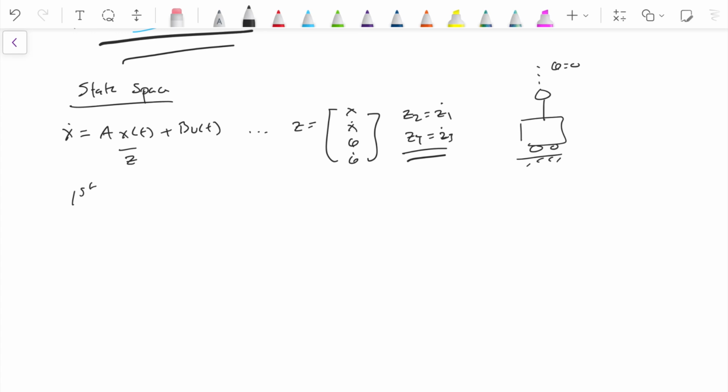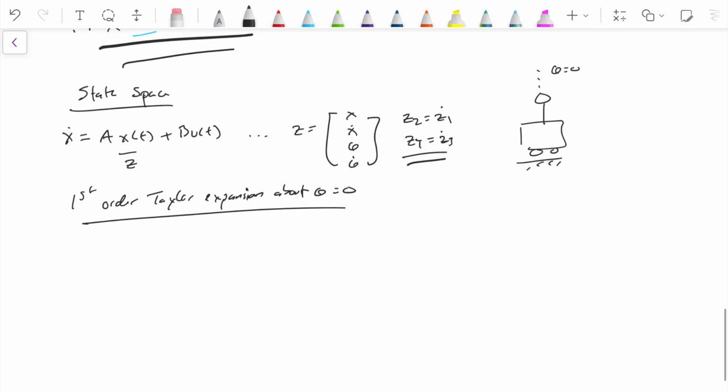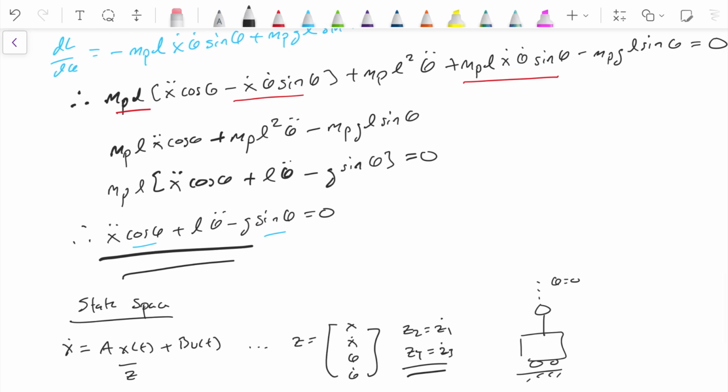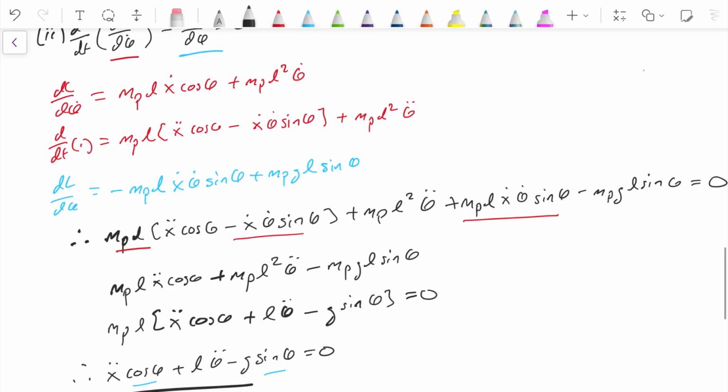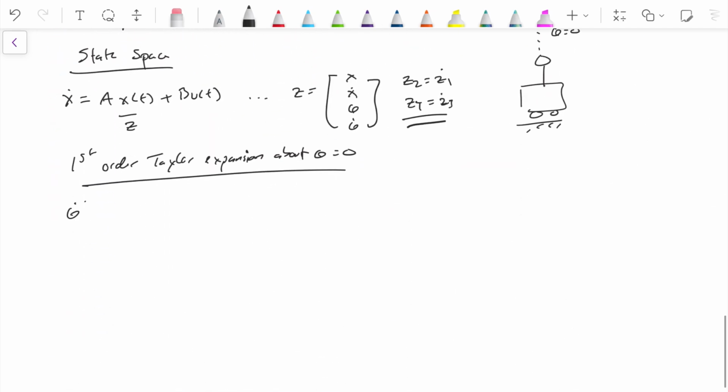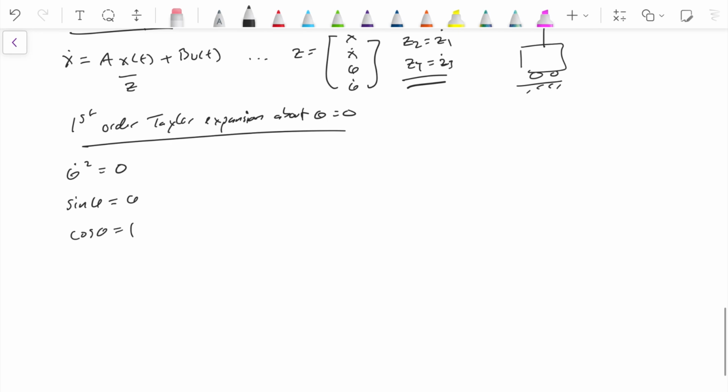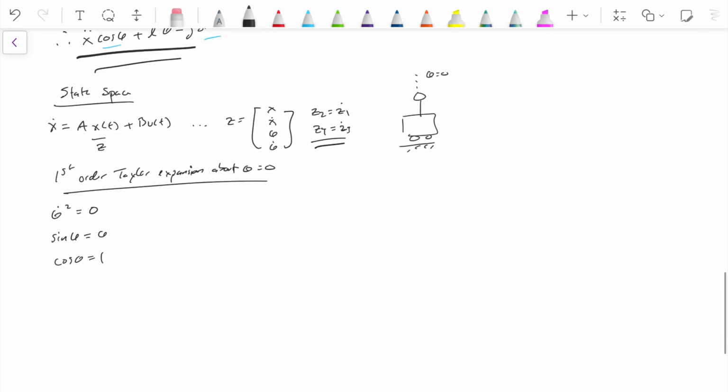And so let's use the first order Taylor expansion about theta is equal to 0. And so offline, I highlighted some of the nonlinear equations. So we have cosine theta, we have a sine theta, and also we have a theta dot squared. So theta dot squared is simply 0. Sine theta is theta. Cosine theta is 1. So with this, we can then essentially plug and play. So let's look at that.